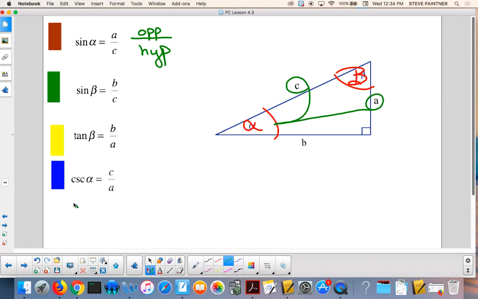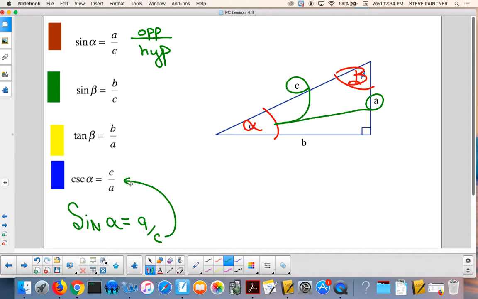Cosecant would be the reciprocal to which one? Sine of alpha. But if I know what sine of alpha is, which I do, it's right there. It's what? A over C. Then this would have to be the reciprocal, C over A. Yeah? That's my thinking. I go back to sine. Sine of alpha equals A over C. So flip it and you get C over A.